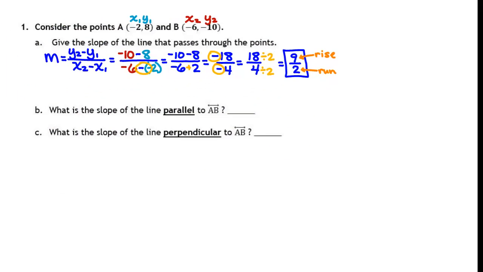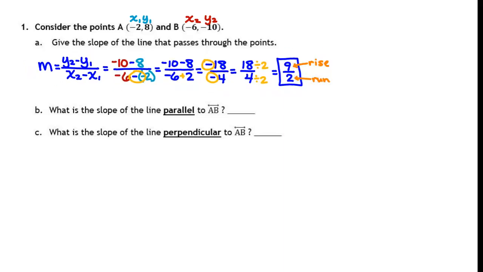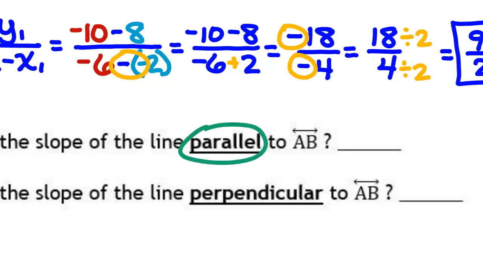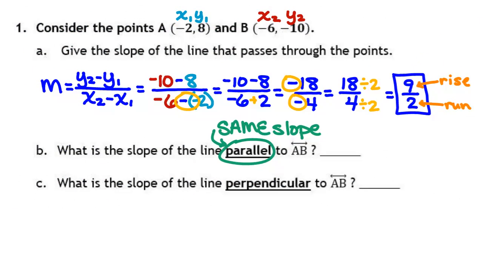Part B asks me now to look at this and to figure out what the slope of the line is that is parallel to line AB. What did we say up above about parallel line slopes? Same slope. Different y-intercept, but I don't know what the y-intercept is on this one, so I just need to know for this part, since they're just asking me about the slope, I need to know that we have the same slope. So what would the slope of a parallel line be? 9 over 2.